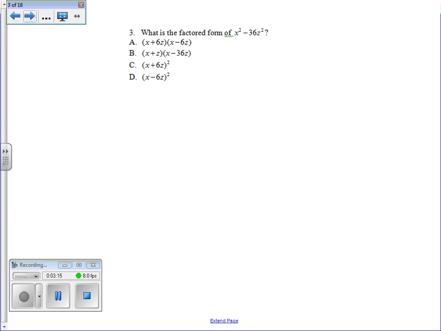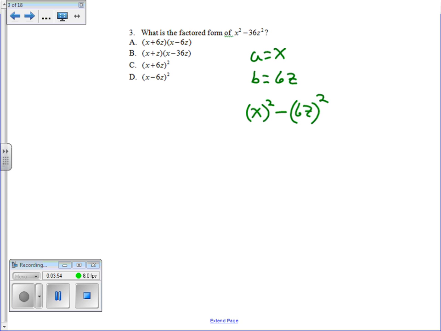What is the factored form of x squared minus 36z squared? Again, I have a binomial, I have subtraction, and I have a second power. So I'm going to see if I can put this in a squared minus b squared form, which is the difference of squares. If I make a equal x and b 6z, then I have x to the second power minus 6z to the second power, which gives me x squared minus 36z squared.